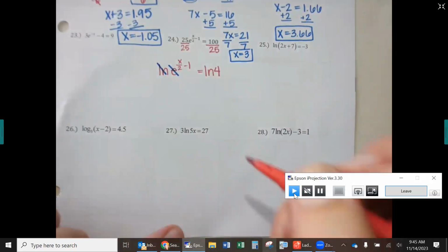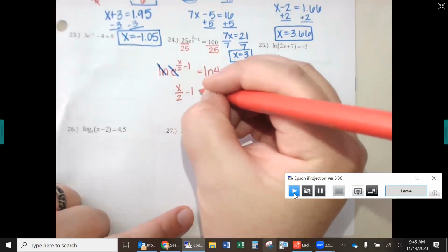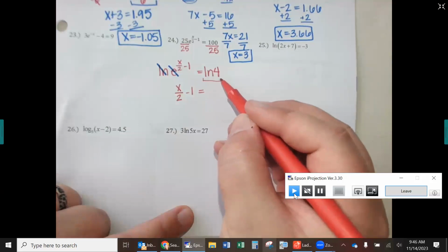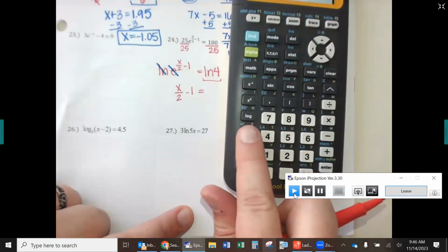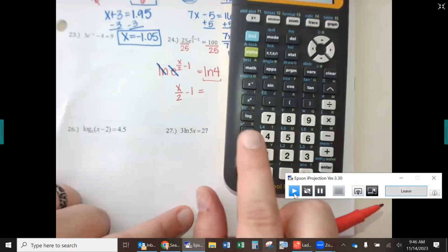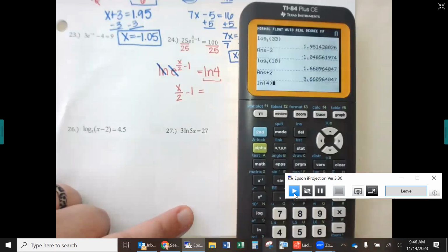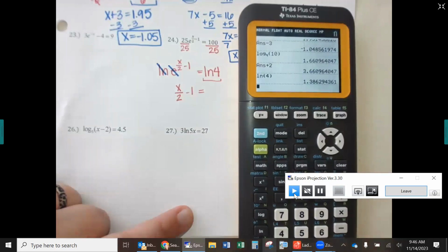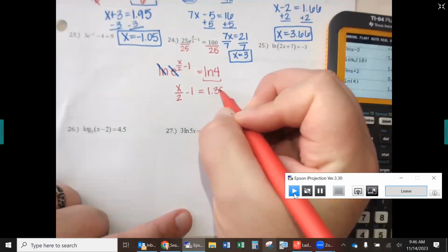So my x over 2 minus 1 equals, and then do you remember that you have a shortcut for the ln button? It's down here in the corner. Your ln is right here. So we're going to find what the ln of 4 is. Okay. So the ln of 4 gives me 1.38 followed by a 6. Keep it or bump it. 1.38 is going to bump to 1.39.